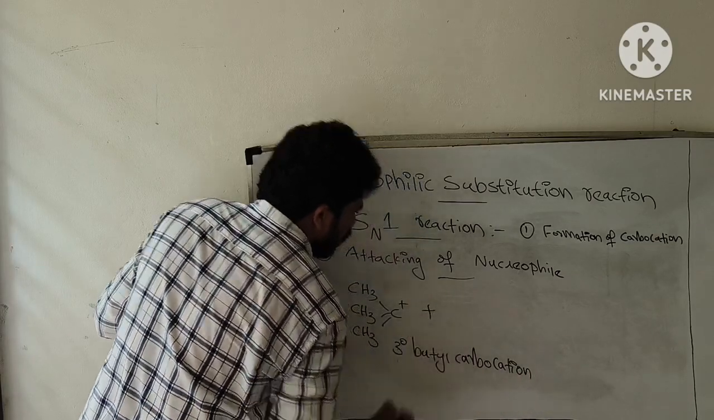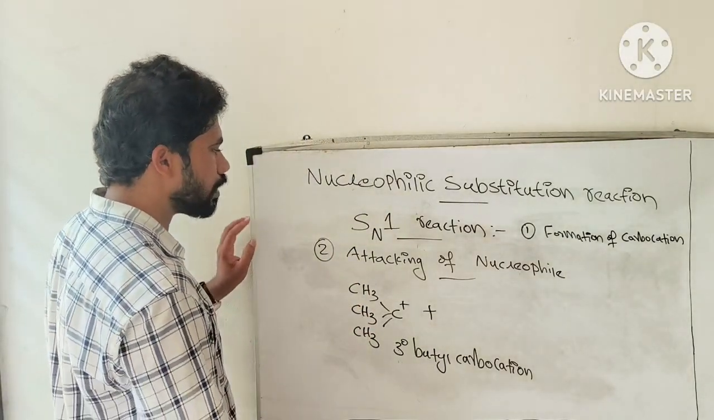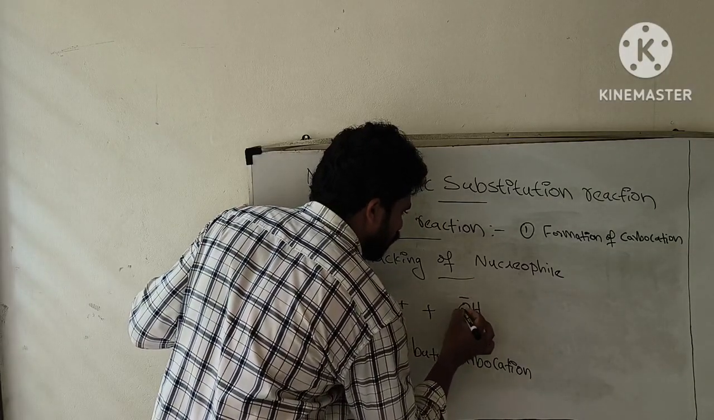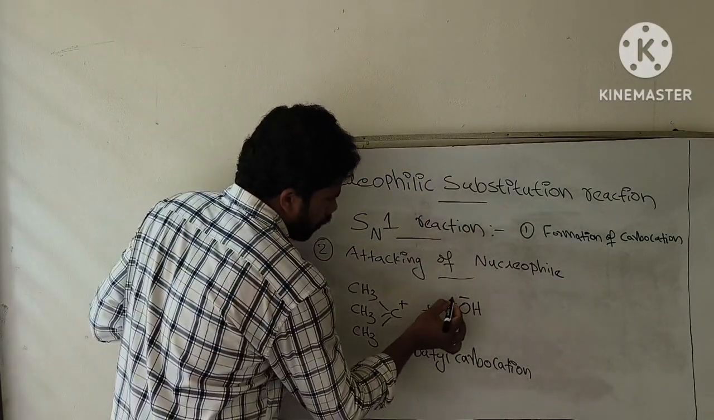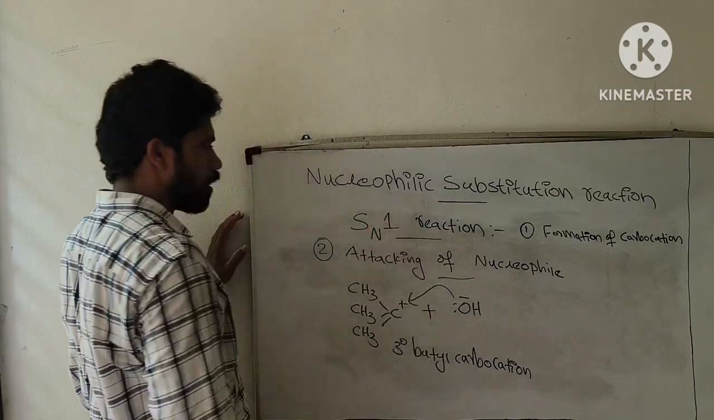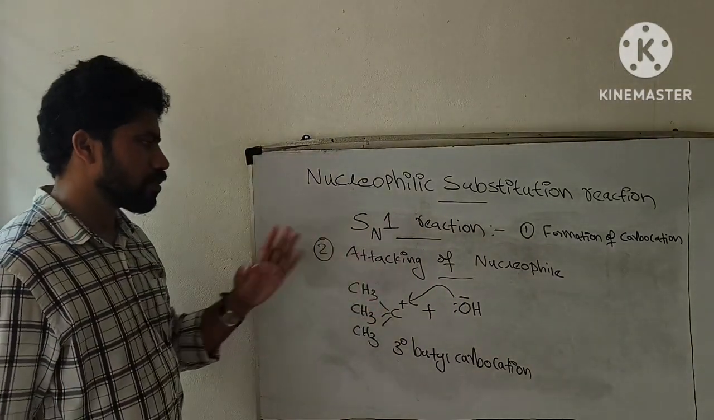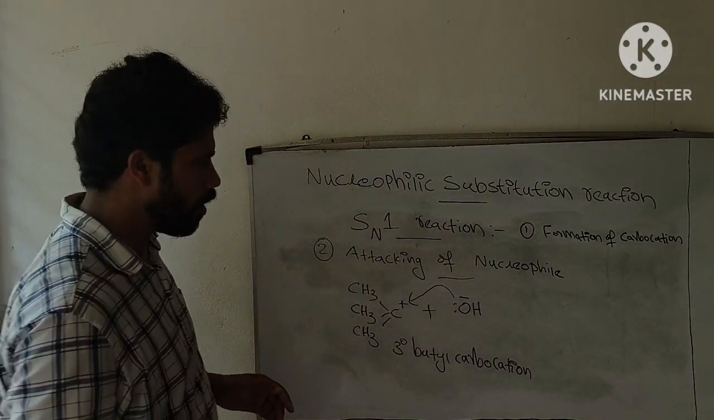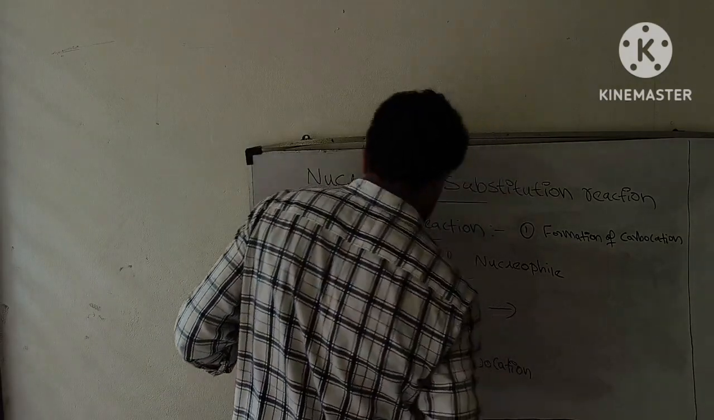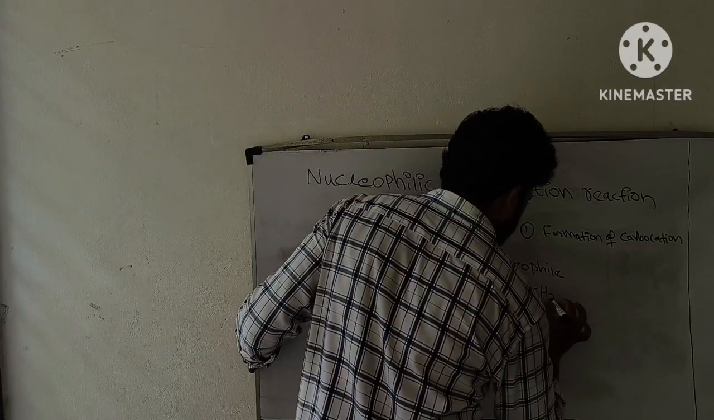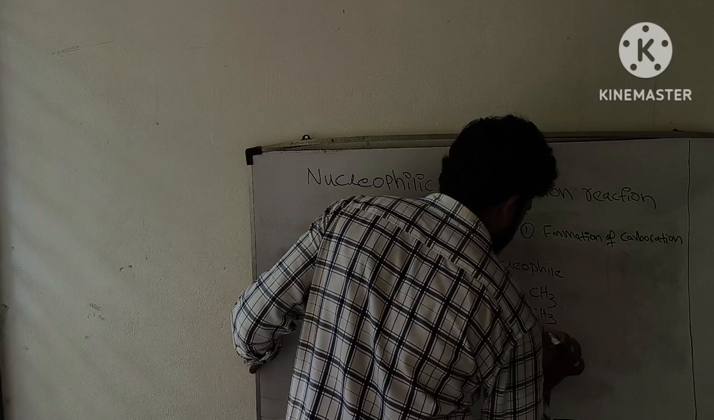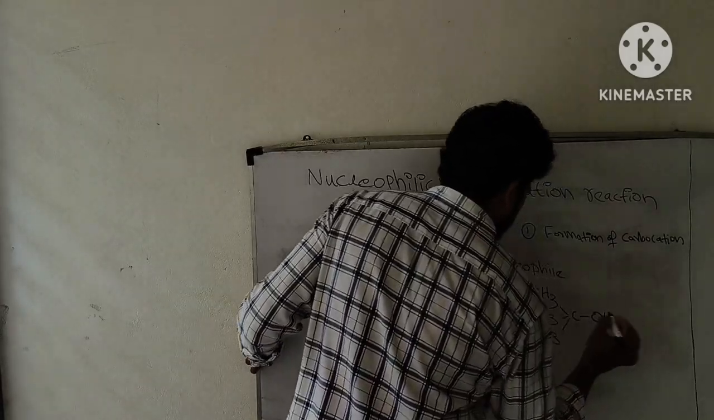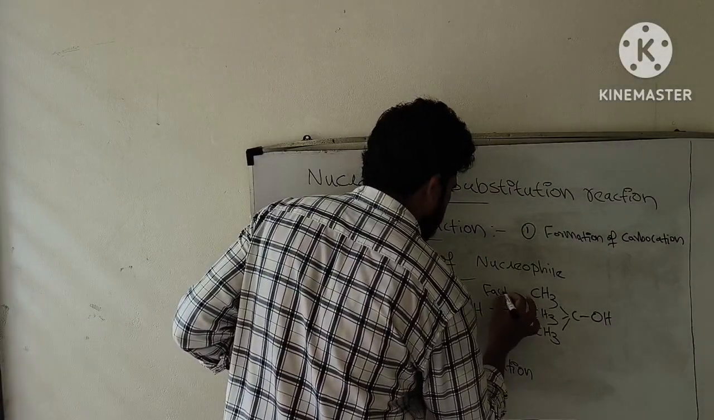Okay. So in this case, the tertiary butyl carbocation is attacked by the nucleophile. We can take OH minus ion as an example for the nucleophile. So the hydroxyl ion or hydroxide ion easily approaches the carbocation. So this is the way the nucleophile attacks the carbocation, and you will get tertiary butyl alcohol, CH3 COH. And students, it is a very fast step.